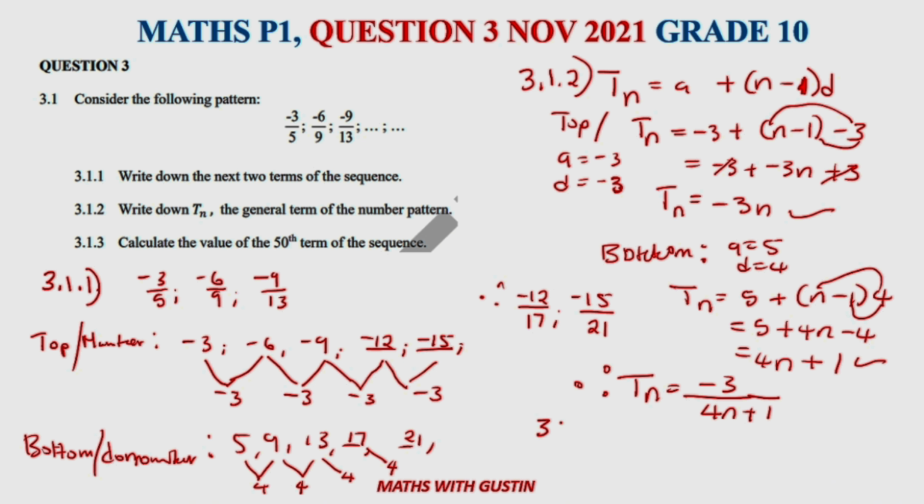Okay, let's come here. 3.1.3. It says that we need to calculate the 50th term, so it means it's going to be t 50, where n is equal to 50. So it's going to be minus 3, where there's n we put 50, put 50 there, plus 1. Therefore, when I punch this in my calculator, it's giving me minus 150 all over 201. Okay, yes, 201. And that's how you would deal with this one question of 3.1 number patterns.